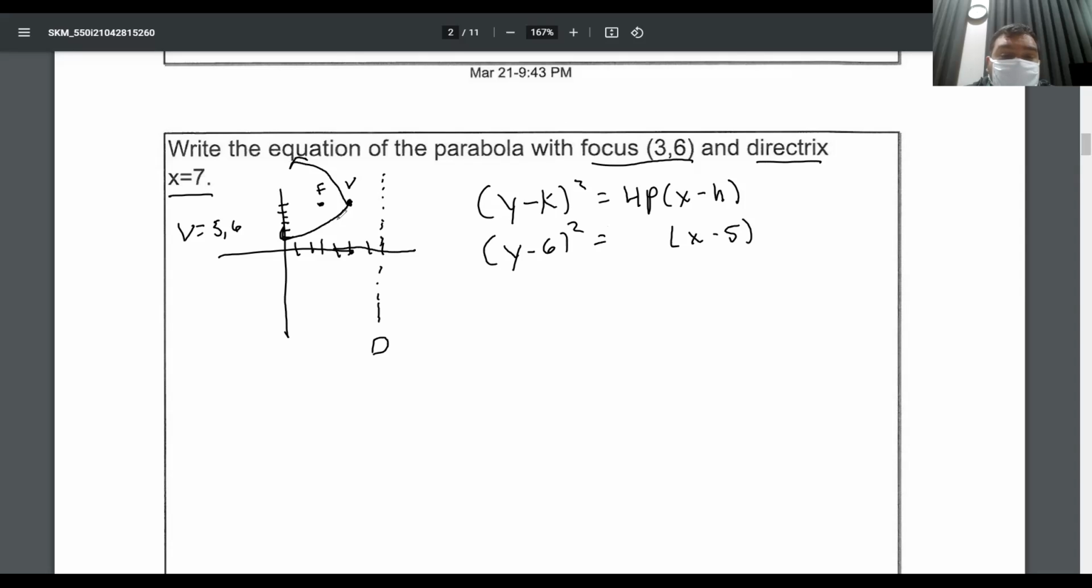Now the p is the distance from vertex to the focus. So what am I doing? I'm going left 2 in this case. So would that be a minus or a plus 2? Negative. So it's 4 times negative 2, because I'm going to the left 2, from the vertex to the focus. From here, we're going to solve it all out to get into standard form. In this case, the standard form is going to be, because it's horizontal, x equals y squared plus by plus c.